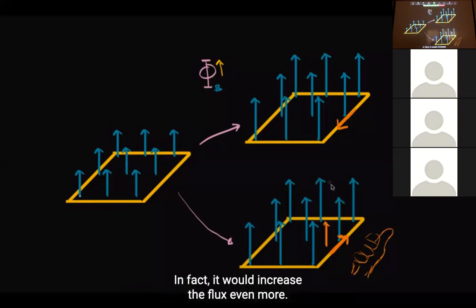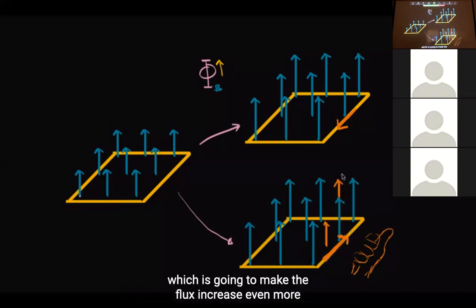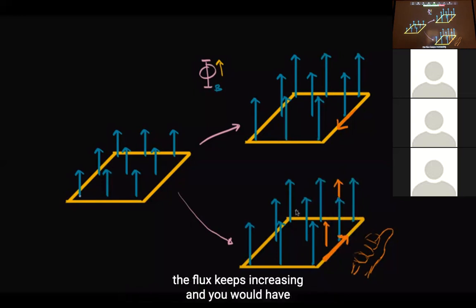In fact, it would increase the flux even more. At these points, these vectors would increase even more. But what would that do? If the flux increases even more, then the current is going to increase, which is going to make the flux increase even more, which makes the current increase even more. And you would have this never-ending cycle where the current keeps increasing and the flux keeps increasing, and you would have energy appearing out of nowhere, which would violate the law of conservation of energy.